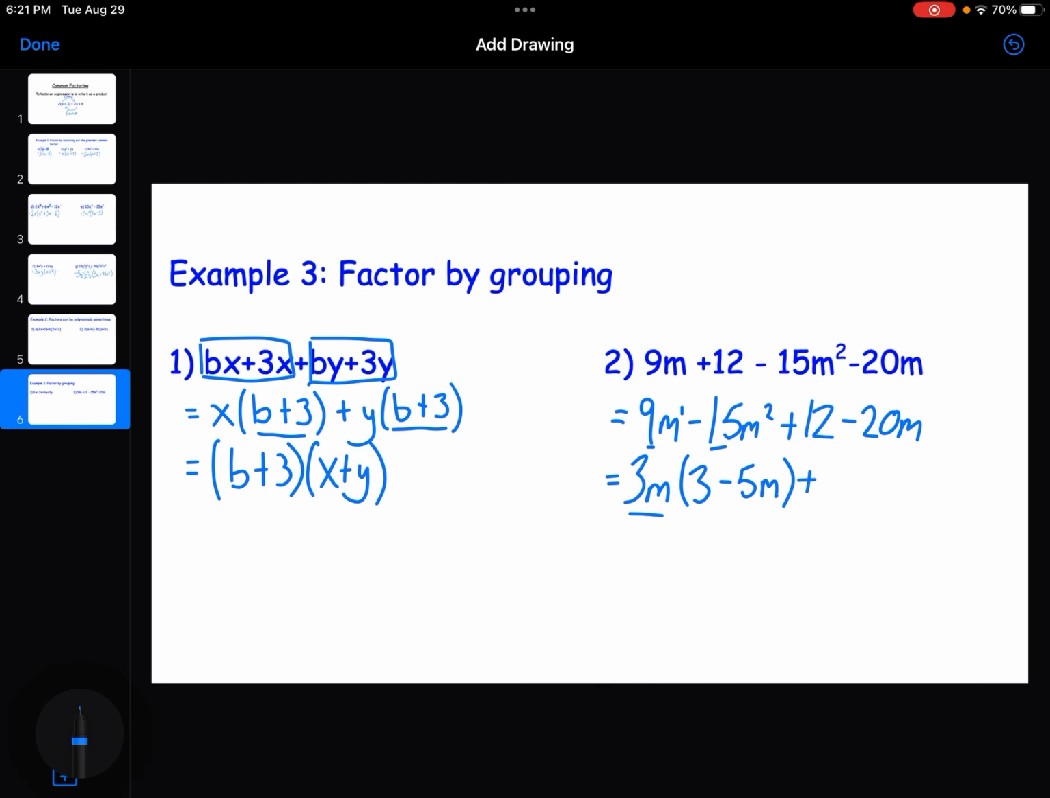Plus, let's look at what we've got here. Well, both of these terms divide by 4. So now I've got 4 times 3 gives me 12 minus 5m. Well, there and there, common factor. So now we're going to be left with 3 minus 5m times 3m plus 4. And if I went through and multiplied that all out, I would get back to my first line.